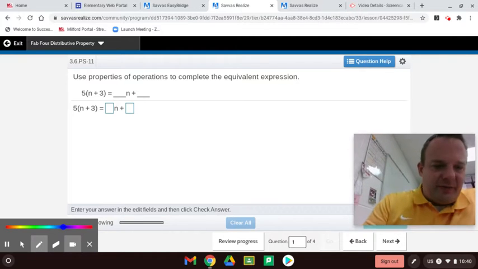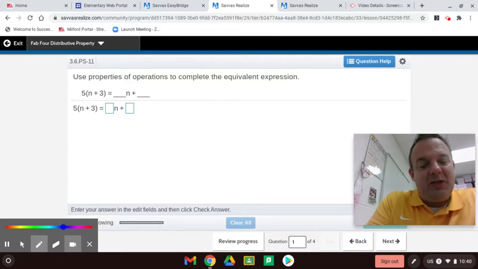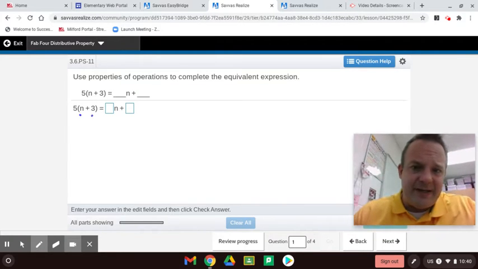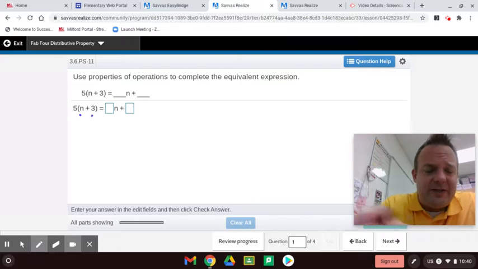You're going to get the distributive property like this, where it's 5 times the quantity n plus 3. Notice when I say 5 times the quantity n plus 3, quantity indicates to put the parentheses around it. You see those parentheses? Now, I want you to think like you have friends that go to your school and you have friends that go to different schools.